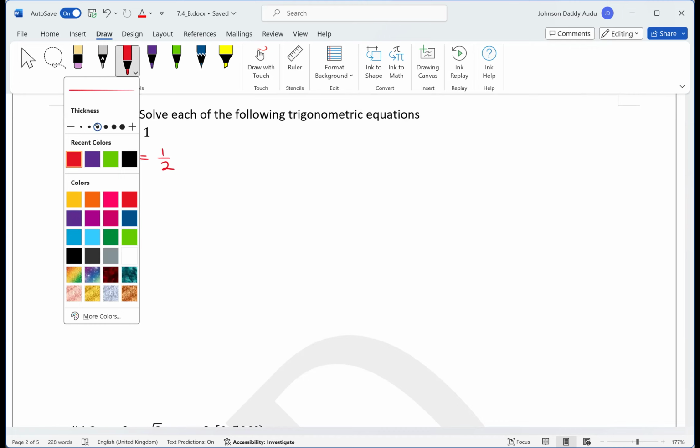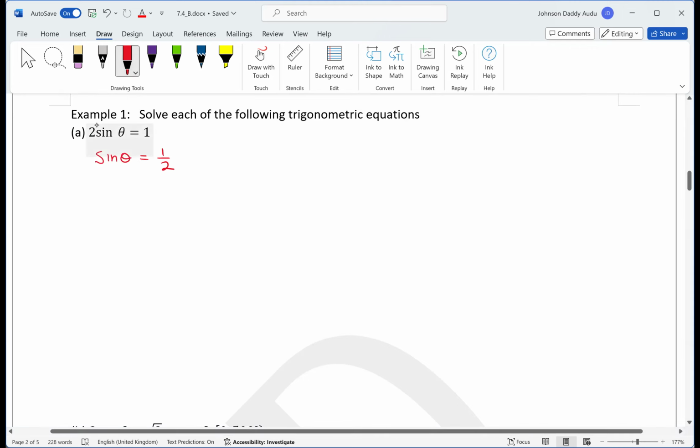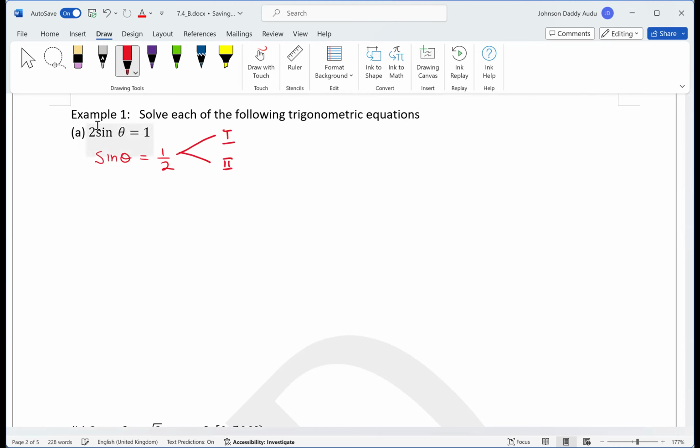Now, if sine theta is equal to 1 over 2, this is possible only in 2 quadrants. It's either we are in the first quadrant or in the second quadrant. Now, this is what we're going to do. If we are in the first quadrant, the first thing we do is find our reference angle, which I can call theta 1, or theta star.